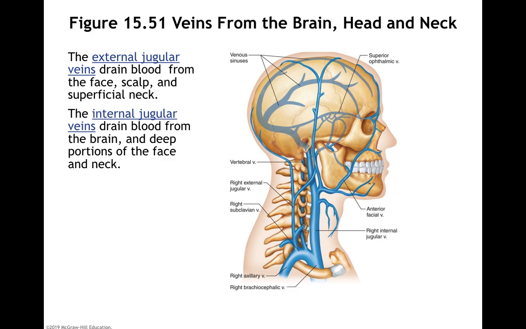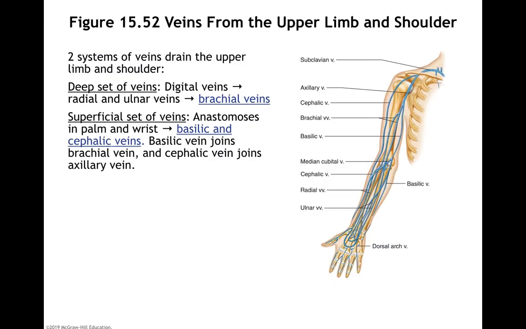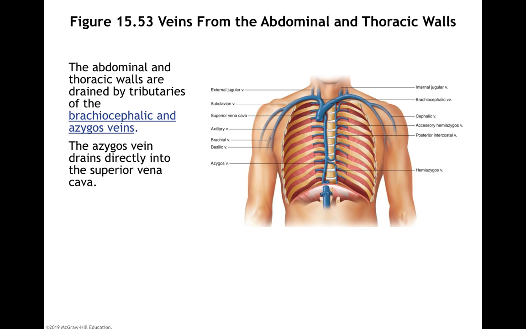So if we look in the brain, head, and neck, important ones would include the external jugular vein and the internal jugular vein. Upper limbs and shoulders, we have some deep veins, which would include the brachial veins. Superficial would be the basilic and cephalic veins. In the abdominal walls, we have the brachiocephalic and azygos veins, which go directly into the vena cava.